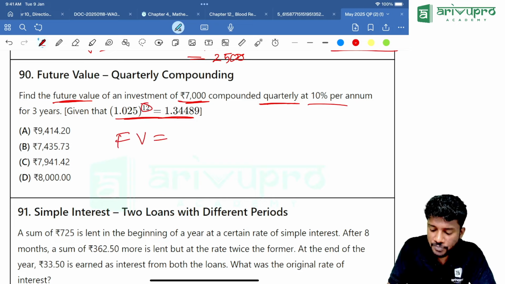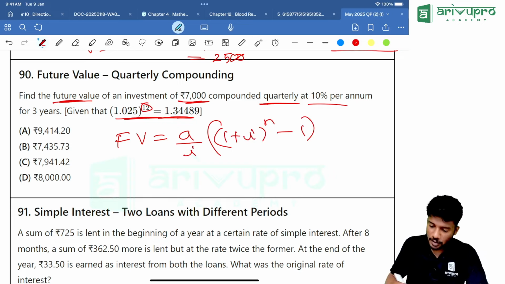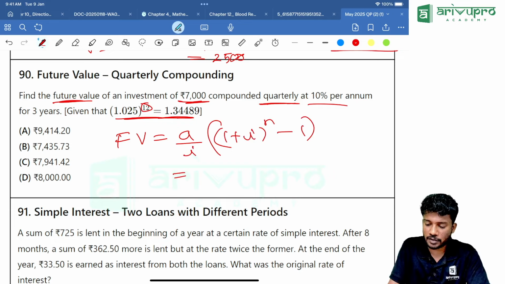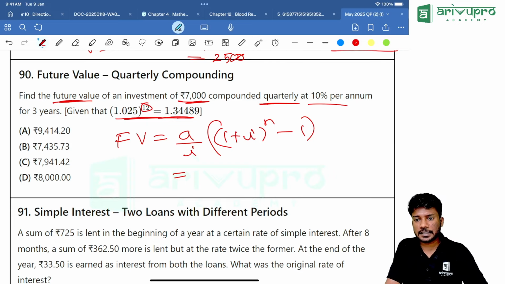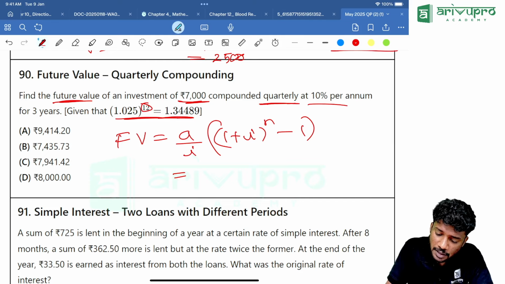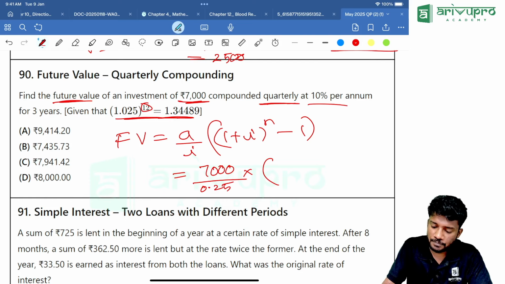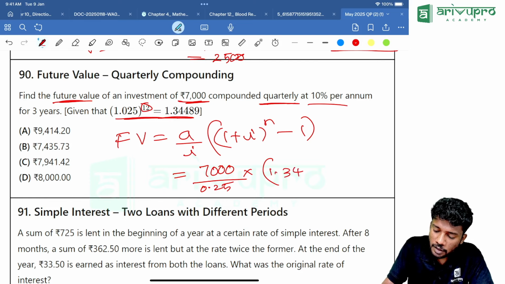FV is equal to A by I into (1 plus I) the whole power n minus 1. Is this the formula? Yes, right? Is it a regular annuity? It is a regular annuity because nothing is mentioned regarding the time frame. Now, A is 7,000, divided by I, which is 0.025. Then multiply it with 1.34489 minus 1. Get me the answer.